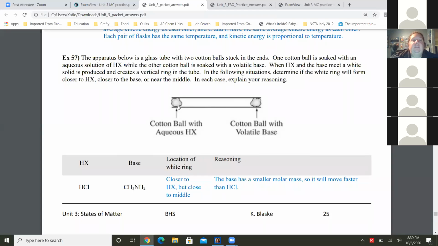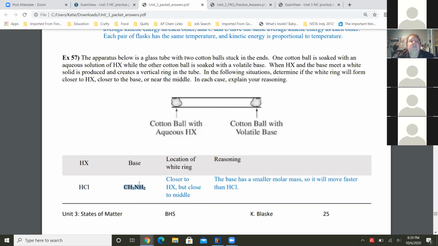And so these two chemicals are going to let their gas particles start bouncing around in this tube. If we look at this first one, CH3NH2, 14, 26, 27, 28, 29, 30, 31. So it's got a molar mass around 31. HCl has a molar mass around 36 and a half.